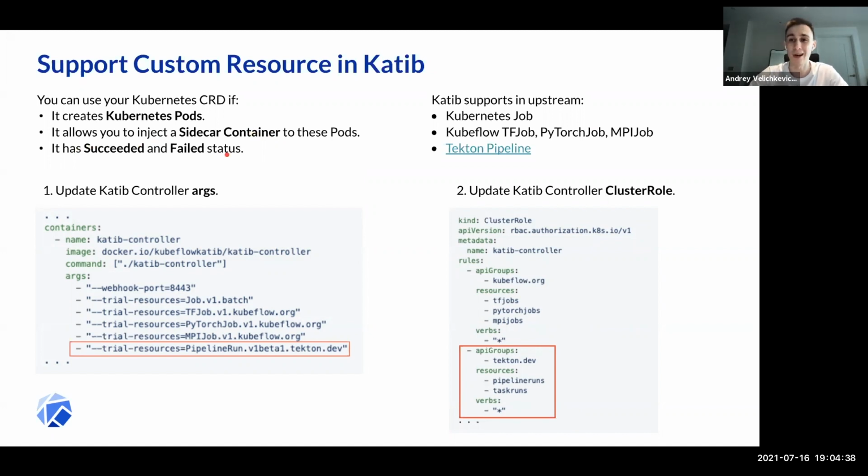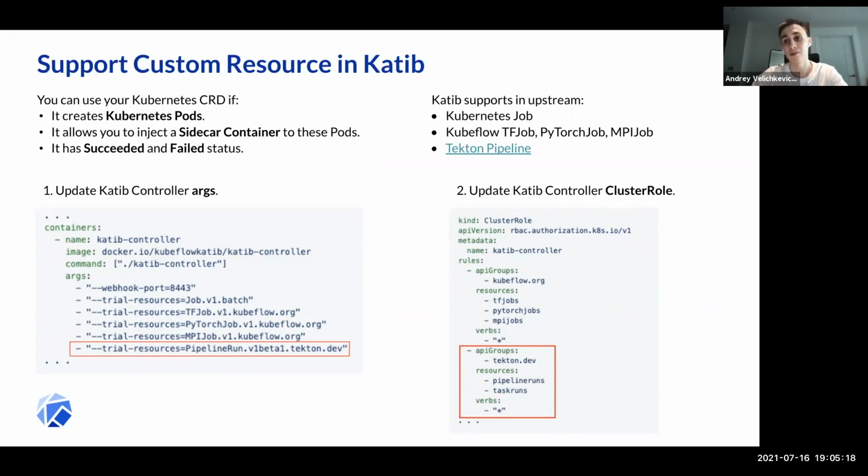Almost all Kubernetes resources follow the same way, and if they can be integrated in Katib, you can do it very easily. You just need to follow 2 steps. The first one is updating the controller arguments with your custom resource definition, which is the group, version, and kind of your resource. In the meantime, you need to update the Katib controller cluster roles to provide access to your resources. In this particular example for Tekton pipeline, Katib will create the pipeline runs and the task runs, and that is why we need to give the permission to allow the Katib controller to interact with these resources.